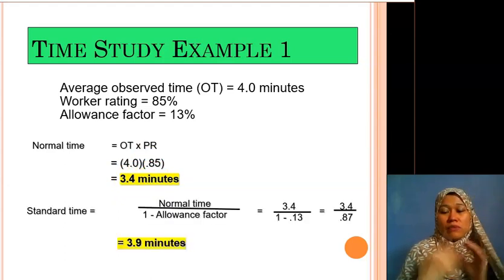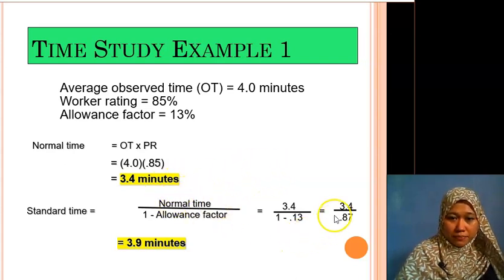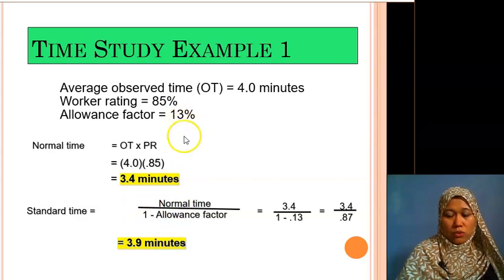Okay, now we can convert to standard time. The formula for standard time is the normal time divided by one minus the allowance factor. In this case, the allowance factor is 13%, so we need to convert it to decimal.